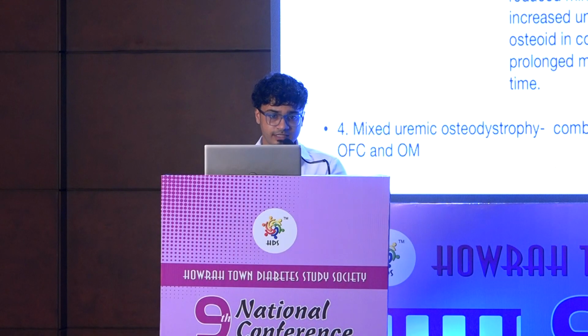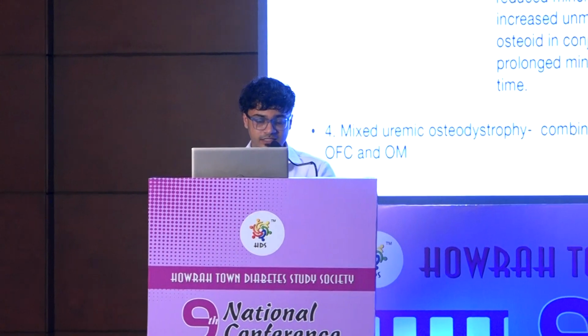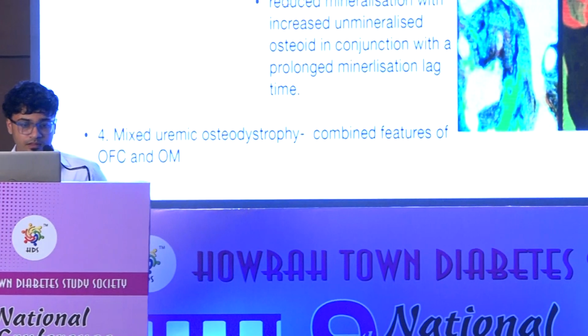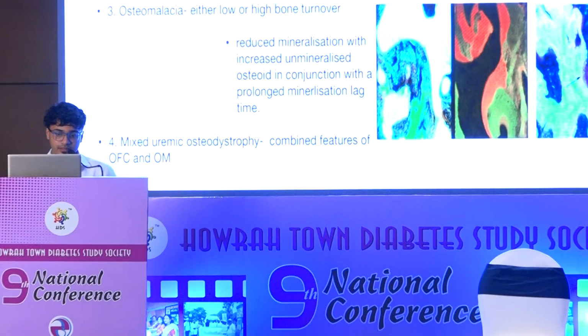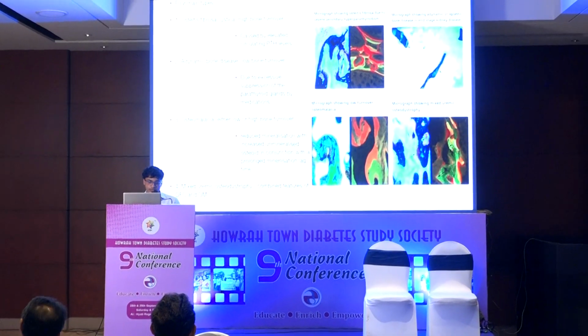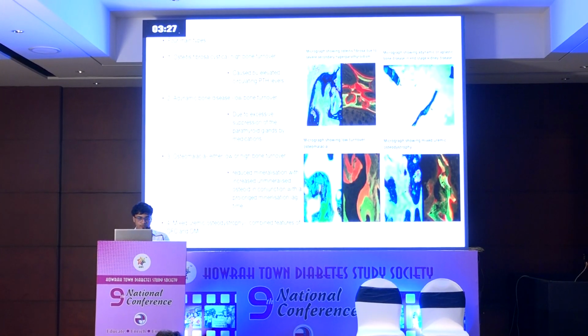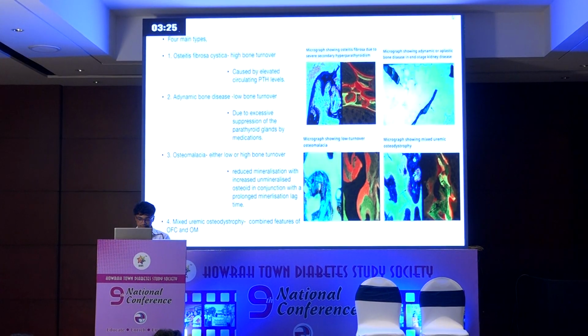Renal osteodystrophy is mainly of 4 types. Osteitis fibrosa cystica, which is a high bone turnover disease, mainly caused by elevated circulating parathormone levels. And adynamic bone disease, which is a low bone turnover disease due to excessive suppression of the parathyroid glands by medications. And osteomalacia, which can be a low or a high bone turnover disease. And mixed uremic osteodystrophy, which can be presented as combined features of osteitis fibrosa cystica and osteomalacia.